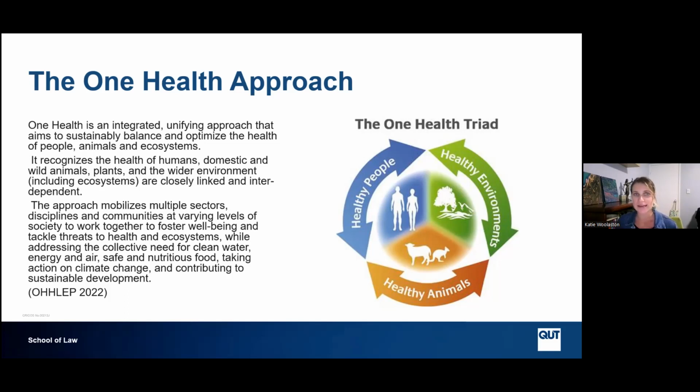One Health is an integrated, unifying approach that aims to sustainably balance and optimize the health of people, animals, and ecosystems. And it recognizes that the health of humans, animals, and the wider environment are closely linked and interdependent. So it's not just about making sure we think about human health in our policies, it's making sure we think about human health, environmental health, and animal health as really interconnected in all policies.